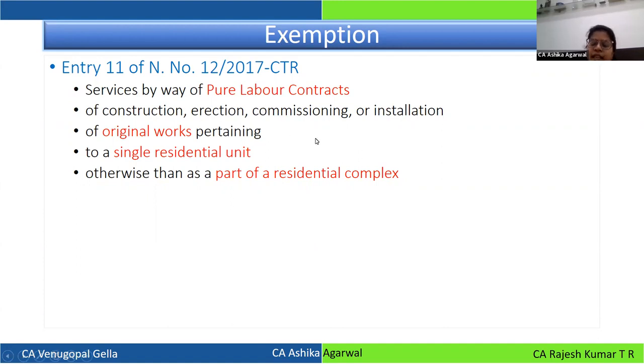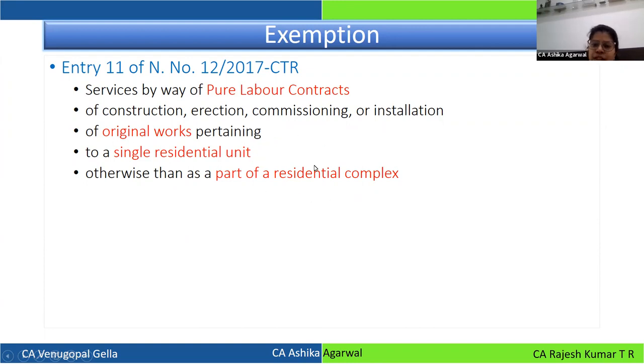This entry number 11 provides an exemption that if services are provided by way of pure labor contract of construction, erection, commissioning or installation of original work pertaining to a single residential unit otherwise than as a part of a residential complex.